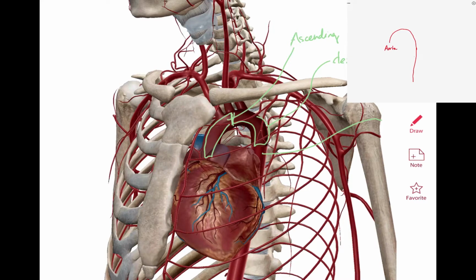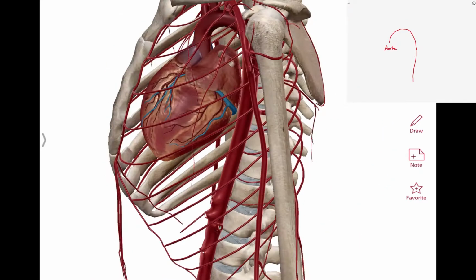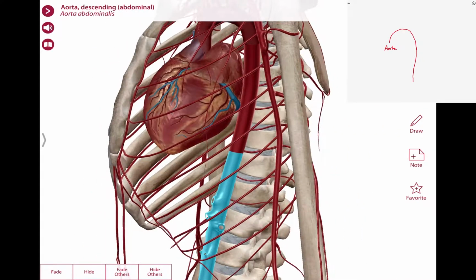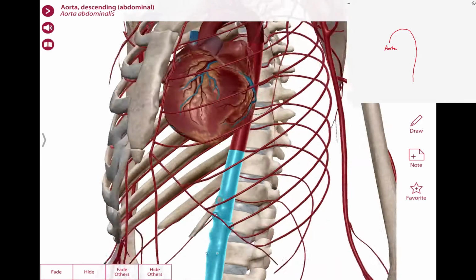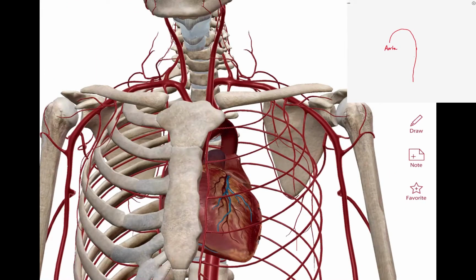And then below the diaphragm, which would be down below here, there we go. Then it's the abdominal aorta. So first what I want to do is talk about the arteries that give blood to the muscles of the thorax.